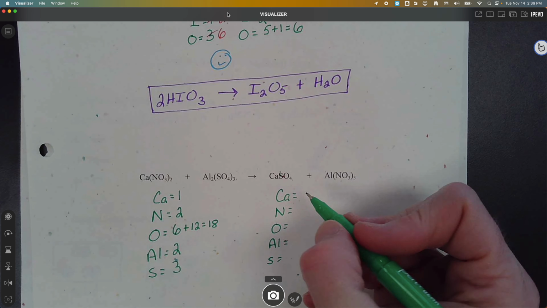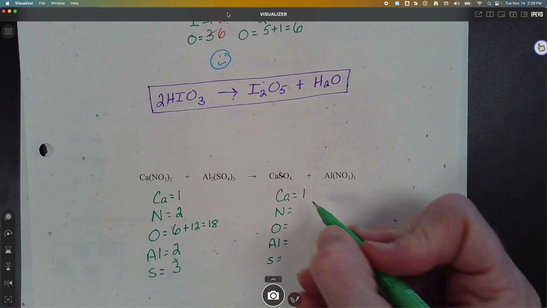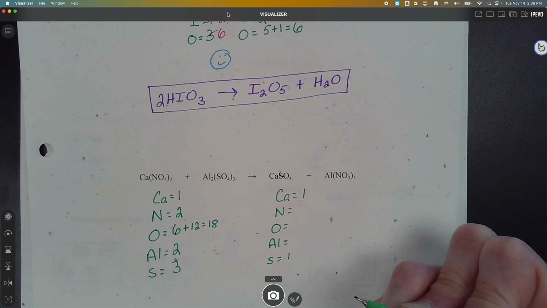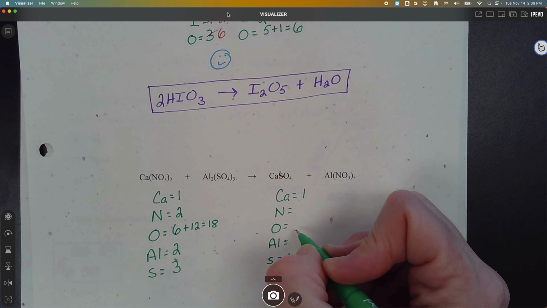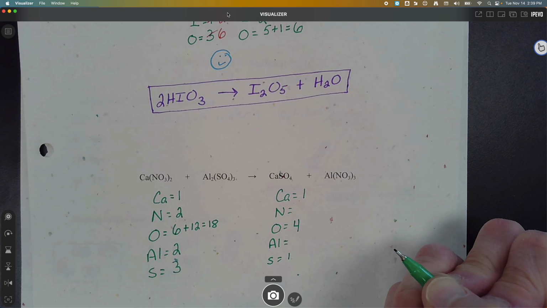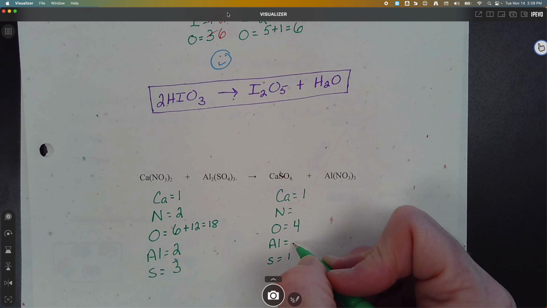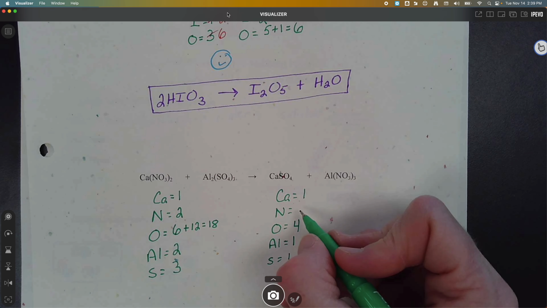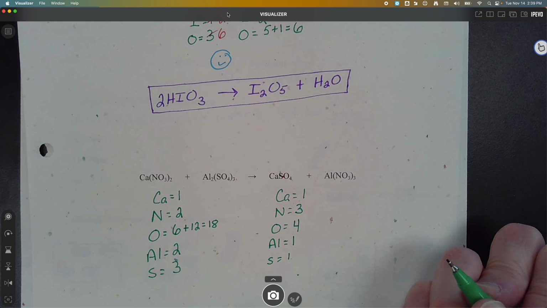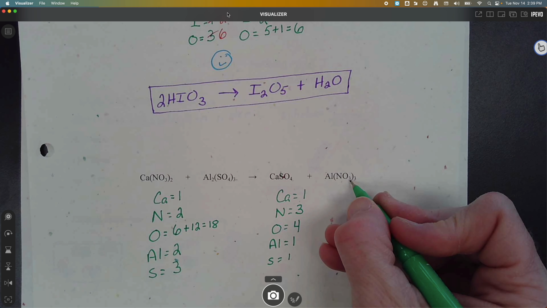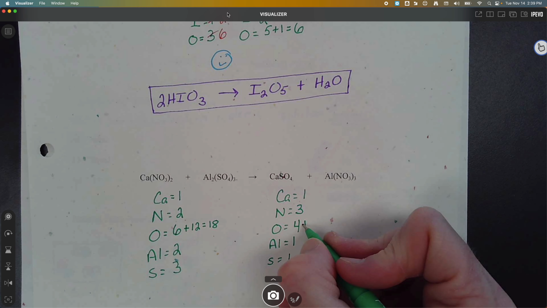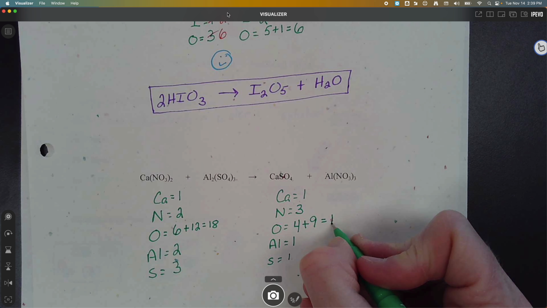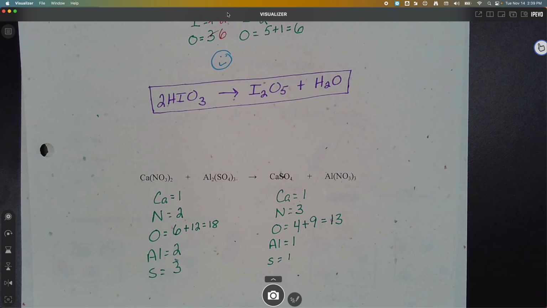Jumping to the other side, we have some calcium, we have 1 of those, a sulfur, 1 of those, 4 oxygens, aluminum, I've got 1, nitrogen, this 3 distributes in, so I have 3 of those, and the 3 distributes in here to give me 9 more oxygens in addition to the 4 that I originally had, landing me at 13.